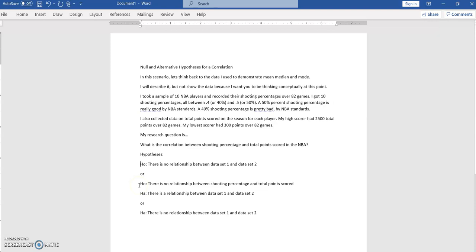So that's the null hypothesis. That's like the no effect hypothesis. It means that one variable doesn't have a relationship to the other one, or it doesn't have an effect on the other one. Our alternative hypothesis then would be that there is a relationship between data set 1 and data set 2. Or, maybe if I actually wrote this incorrectly.